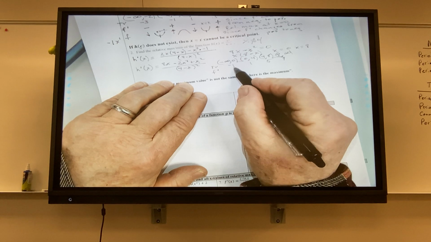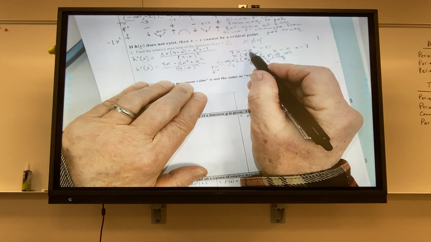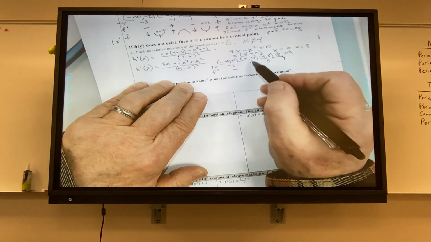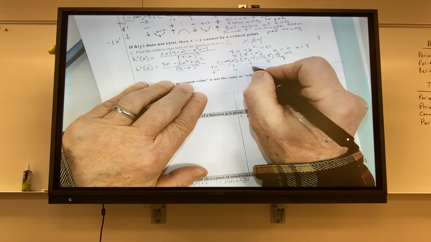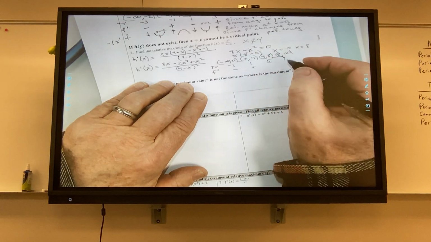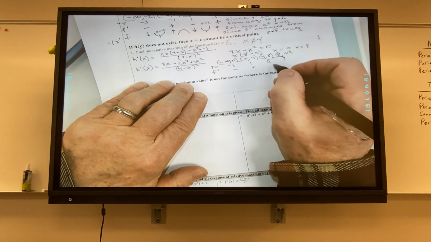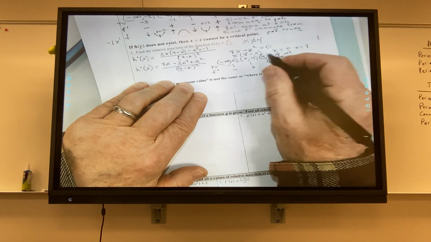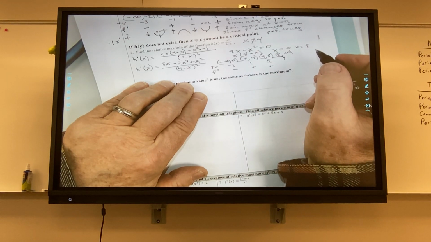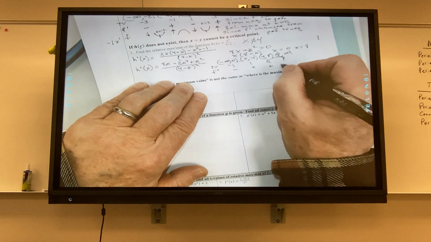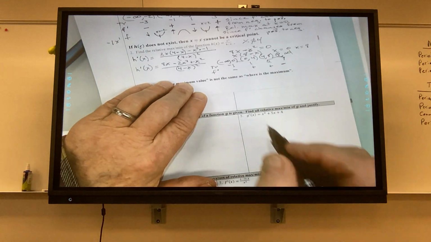If I put a negative 1 into here, what do I get? Negative, right? I get negative 8 minus 1. If I put a 1 in there, what do I get? Positive. If I put a 5 into there, what do I get? And if I put a 9 in there, what do I get? Yeah, I think it's 72 minus 81.